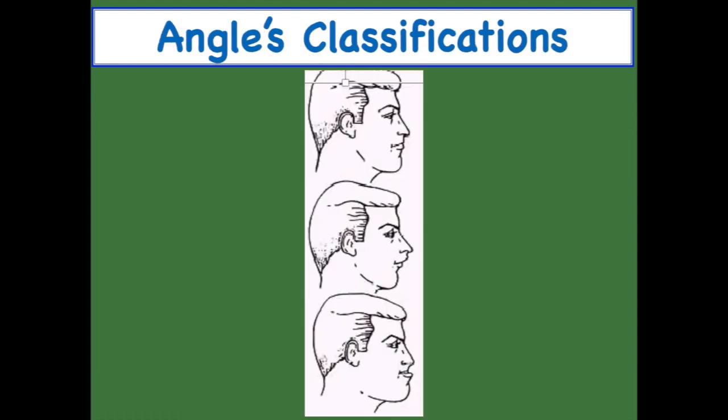We use the Angle's classification, identical to what we learned in dental school, to look from the top of the head down to just below the nose to the mentum, the chin. So we have an orthognathic patient at the top, where that is a straight line. If you were to go from the top of the head where the eyebrows are, just above that area, down to just below the nose to the chin.